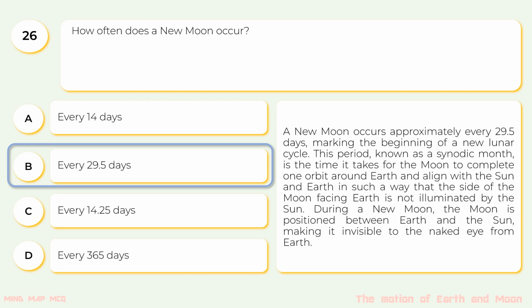This period, known as the synodic month, is the time it takes for the moon to complete one orbit around Earth and align with the sun and Earth in such a way that the side of the moon facing the Earth is not illuminated by the sun. During a new moon, the moon is positioned between the Earth and the sun, making it invisible to the naked eye from the Earth.